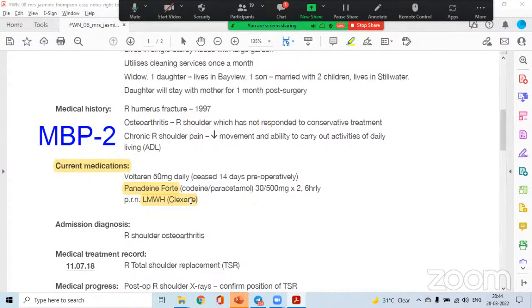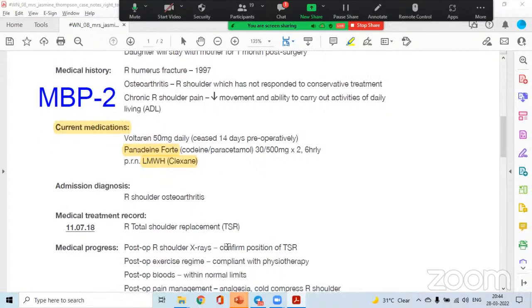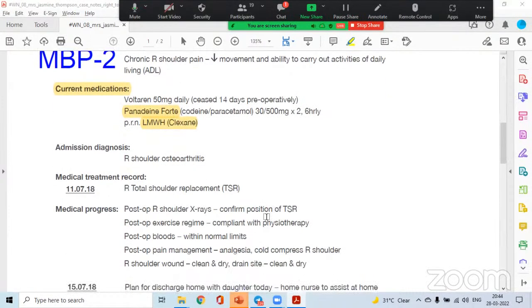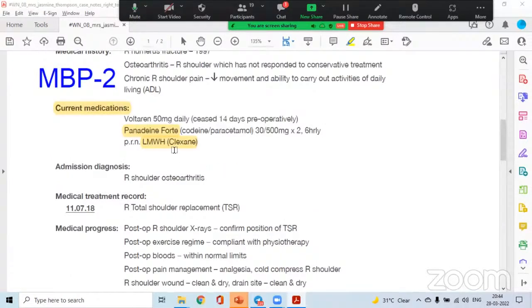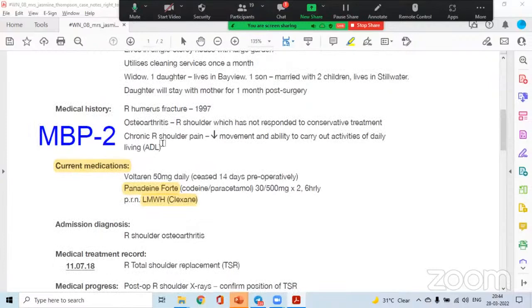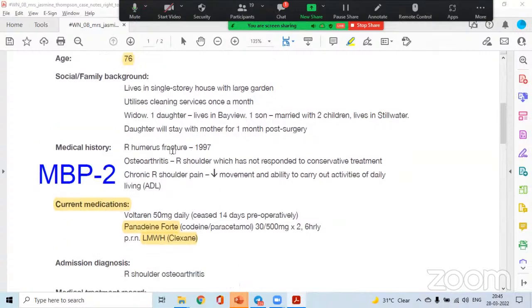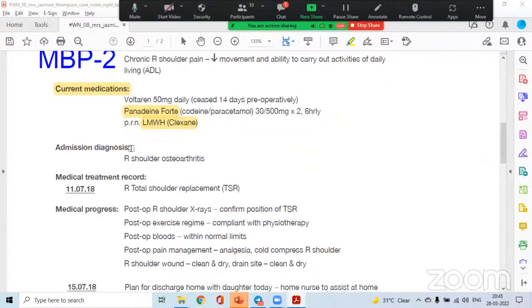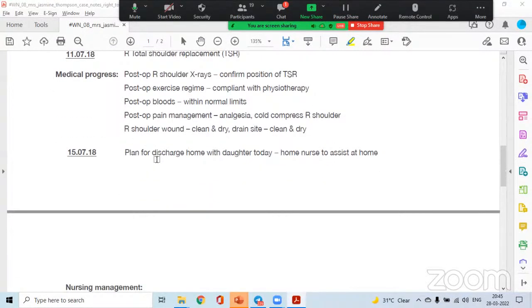Now the next one is right shoulder osteoarthritis and right total shoulder replacement. How is the condition now? The right shoulder replacement is done. Then how is the wound site? Check the wound site. It is the right shoulder. Okay, this is medical history, current medications, admission diagnosis, progress, and the plan for discharge.